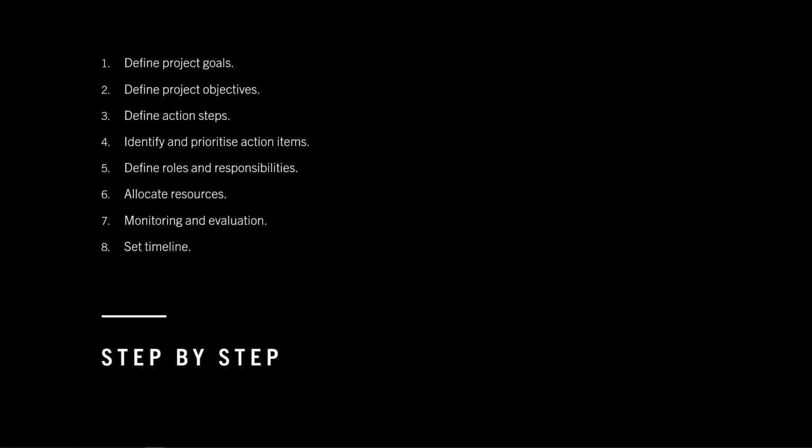Once you define the high-level goals, you can move on to defining the project objectives, or the project deliverables, or the milestones that need to be completed to achieve the project goal. And then the third step is to define action steps. Now, the action steps are a group of related tasks or action items that must be executed to produce the project deliverables. And then identify and prioritize action items. So a little different to action steps. Action items are small individual tasks that make up the action steps that are outlined within the action plan.